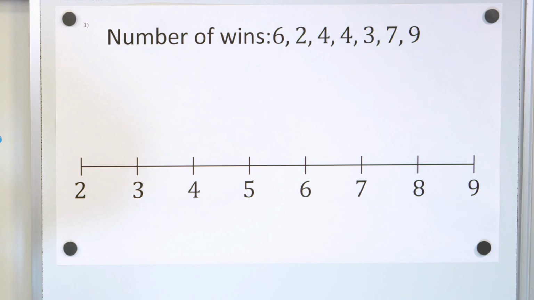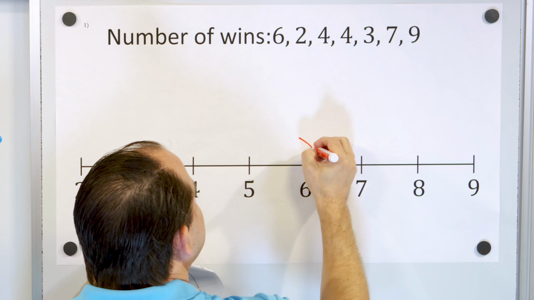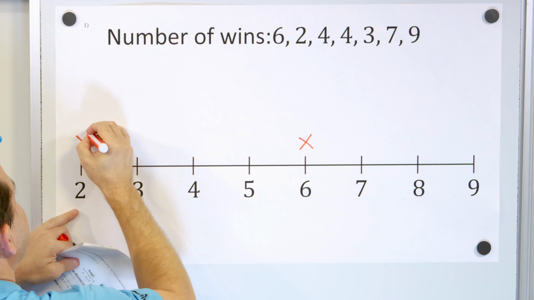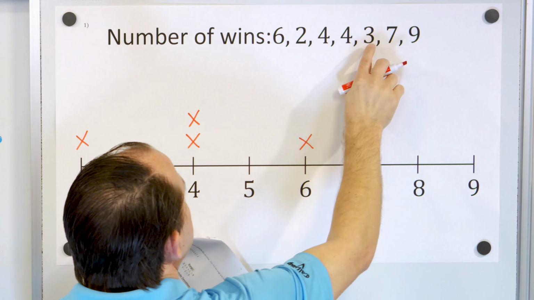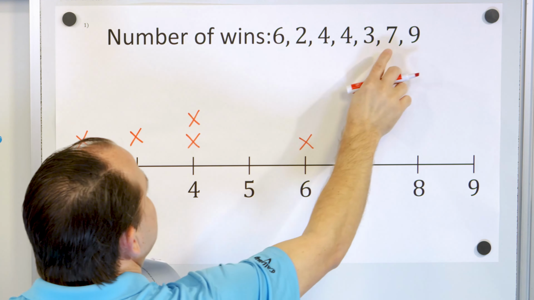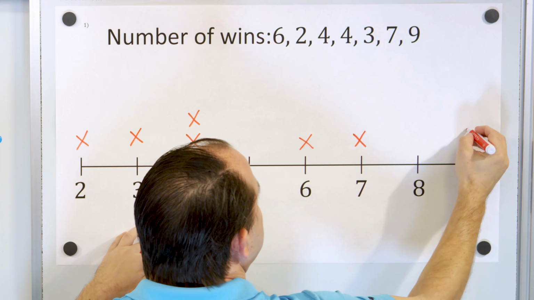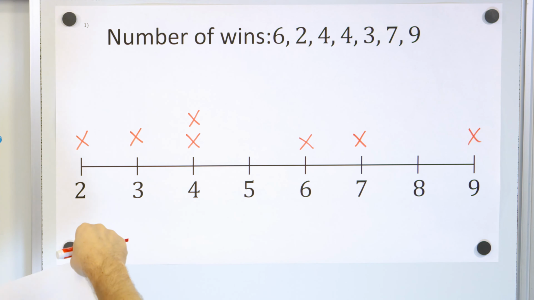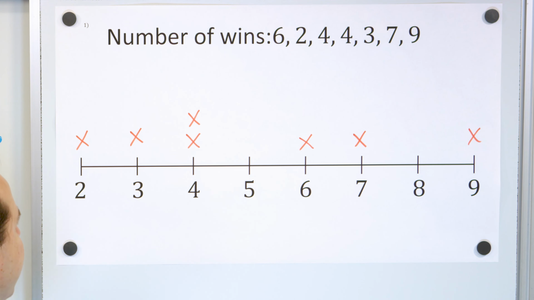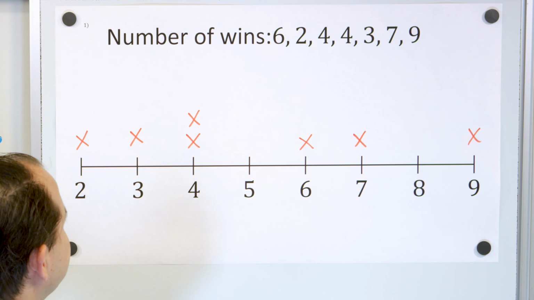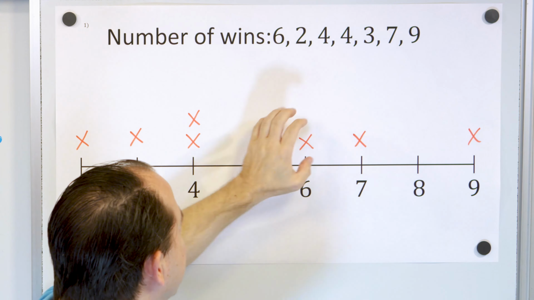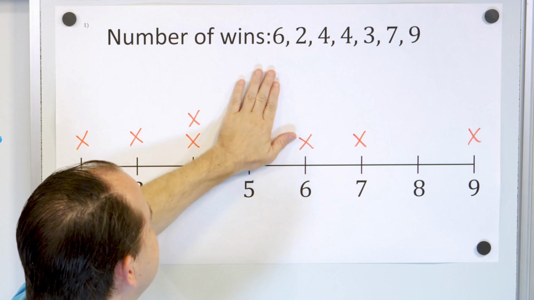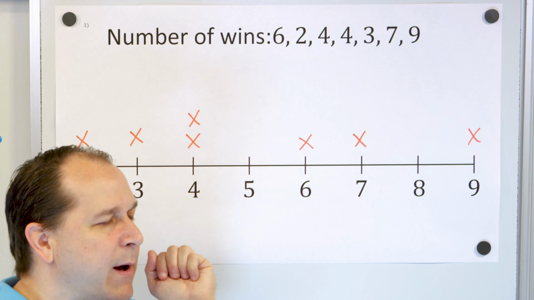So before we do anything, let's just see what the data looks like. This team won 6 games, another team won 2 games, this team won 4 games, another team also won 4 games, this team won 3 games, this team won 7 games, and this team won 9 games. Let me just double check that I've done that part correct. Now, where do you think the average value is going to be for this? We're going to calculate it in a minute, but the average is going to be somewhere in the middle. You have some points lower, some points higher. It's going to be pulled one way or another. It's going to be somewhere around here when we calculate the mean. And we're going to do that in a second.